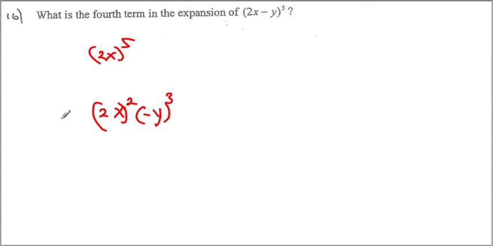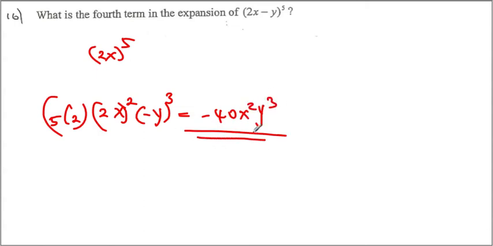Now the coefficient simply becomes, out of 5 we are picking 2, so 5c2. Once we calculate this one, 5c2 becomes 10, and then this becomes 40, but with the negative, so we get negative 40, x squared and y to the 3rd power. That's what we end up getting.